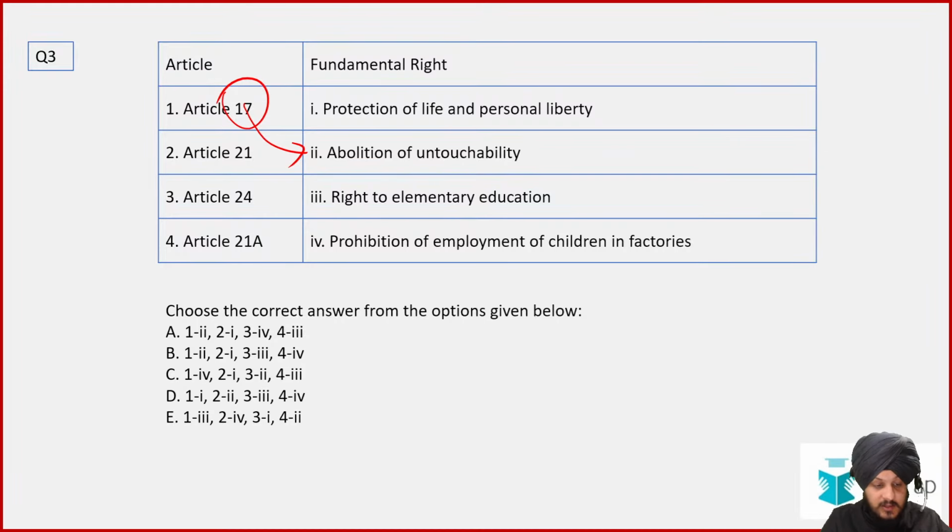So what is going to be the answer to this question? So if you talk about article 17, we know it is for abolition of untouchability, right.